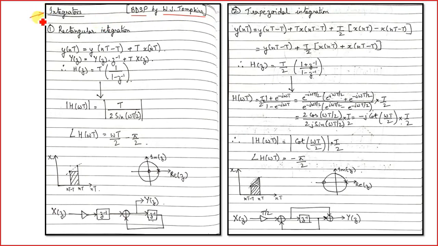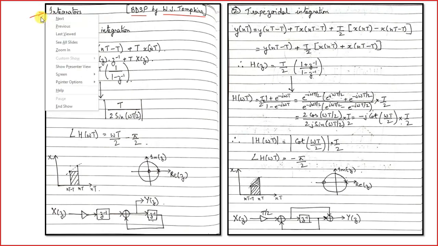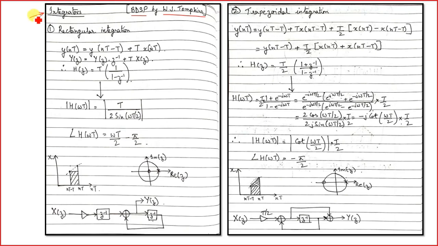Integrators: the IIR filters are mainly used for designing integrators, and these integrators are quite commonly used in biomedical signal processing. In the first case, we have rectangular integration. In rectangular integration, we have y(nT) = y(nT - T) + T x(nT). If we perform the z-transform of this difference equation, we get Y(z) = Y(z) z^-1 + T X(z).